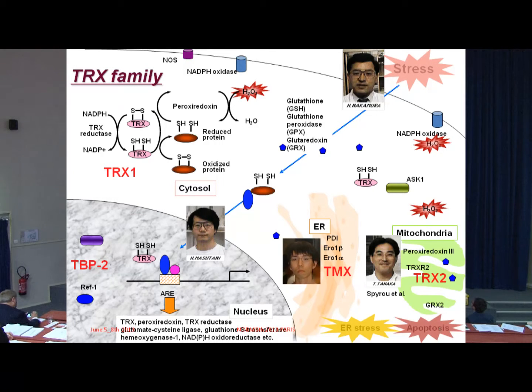Here is a summary of the thioredoxin family's signaling from outside of the cells, cytosol, ER, mitochondria and intracellular compartments. A variety of stress signals are coming into the cells, and thioredoxin and the target proteins are involved in the redox-related activation. In this particular discussion today, I'll focus on this unique thioredoxin family member protein named TMX.